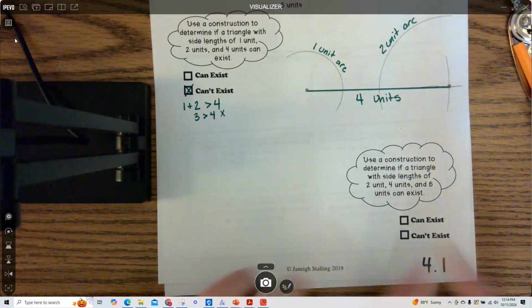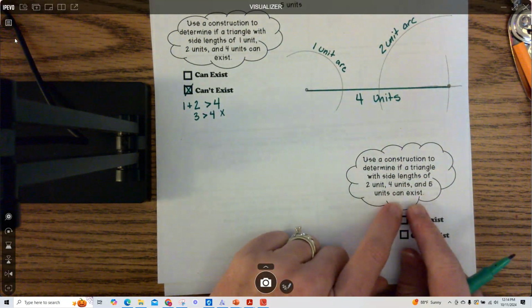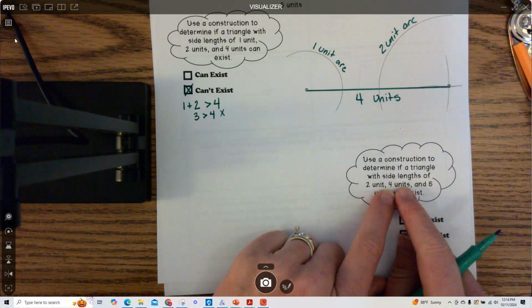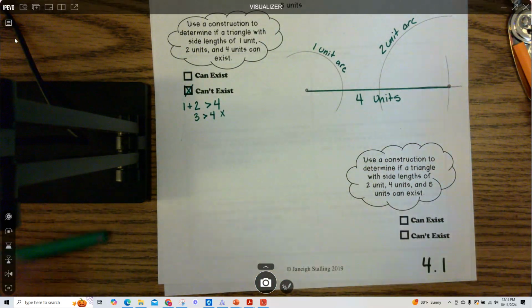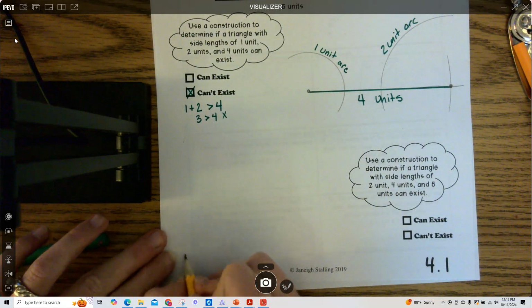So let's do one down here so you can see what it looks like when it will make a triangle. This one will make a triangle. So this one's going to be 2, 4, and 5 units. So let's start with the 5 unit line. Put yourself a point on there.